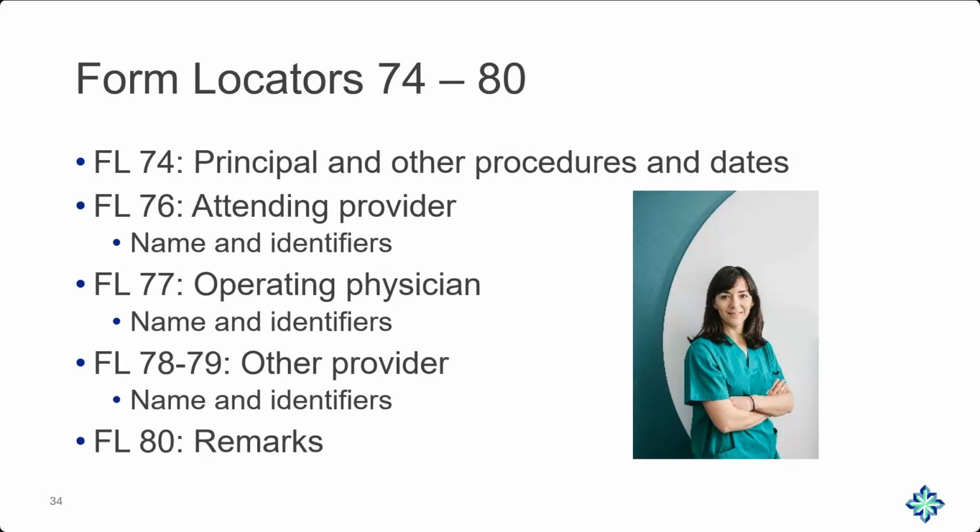Form Locator 74 is the principal and other procedure codes and dates. The next four are situational. So we have the attending provider name and identifiers, operating physician, and other providers' names and identifiers, depending on the situation. Form Locator 80 is where you're going to enter any remarks that are needed to give more information that's not shown elsewhere on the bill, but is necessary for proper payment.